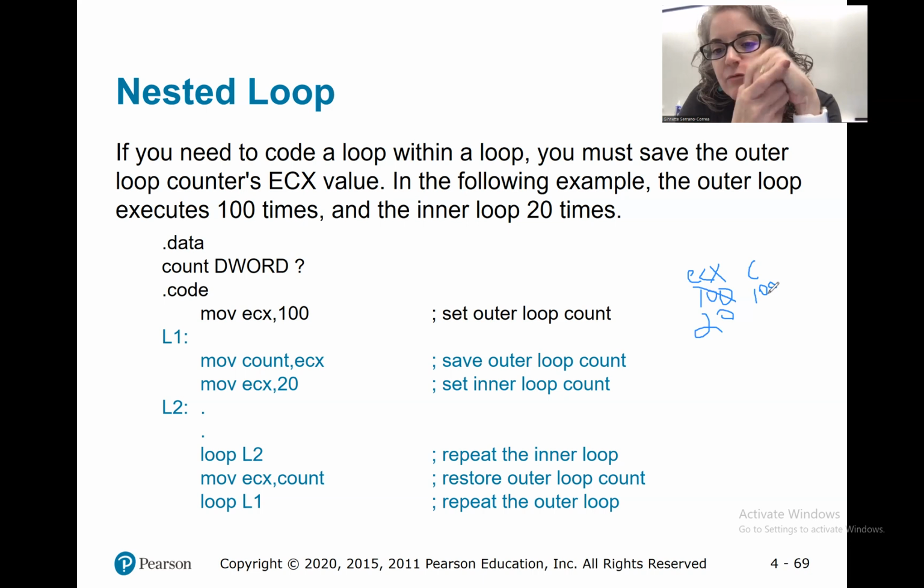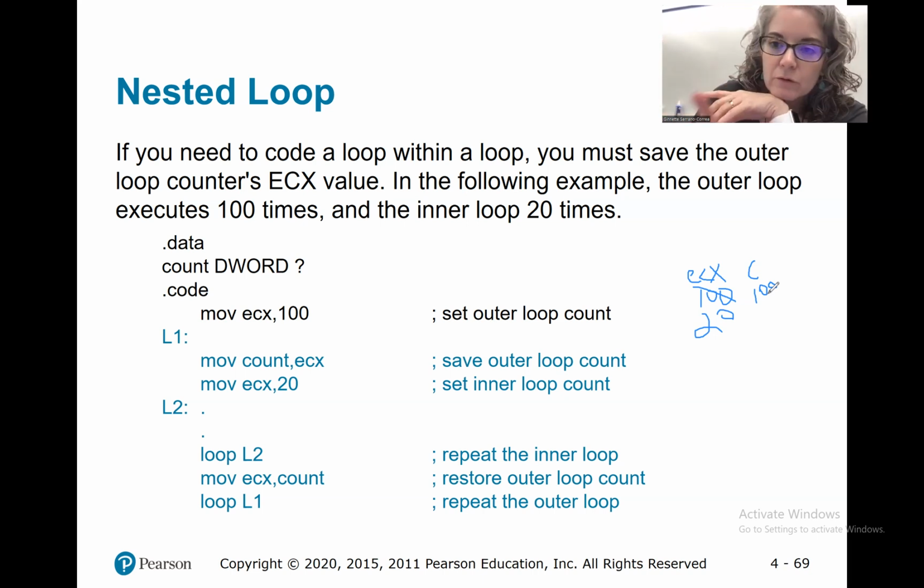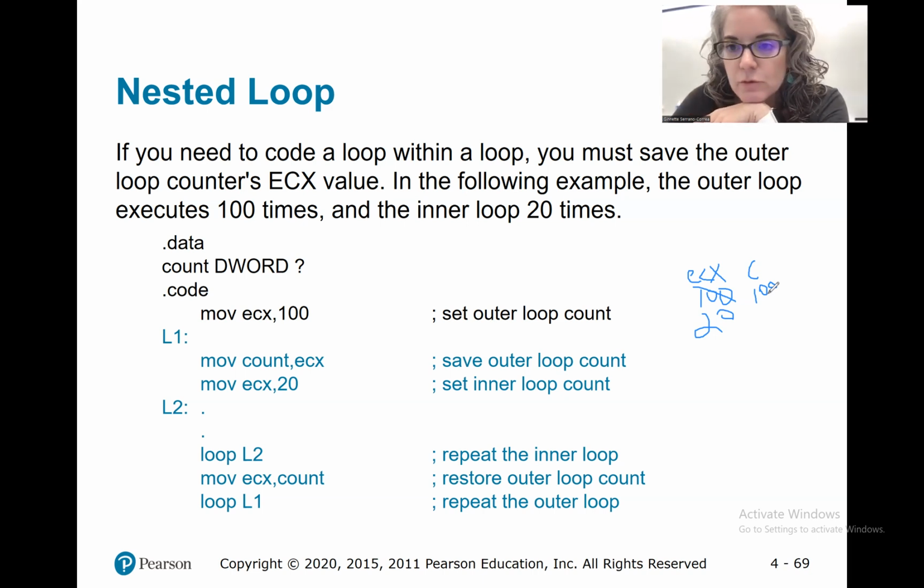So if the question is how many total times does the inner loop iterate? It's 20 times 100. That's how many total times that inner loop iterates. So it's 2,000 times that inner loop iterates. The outer loop only iterates 100 times. Okay, and we're going to look at this on Visual Studio in a minute, how the iterations happen.